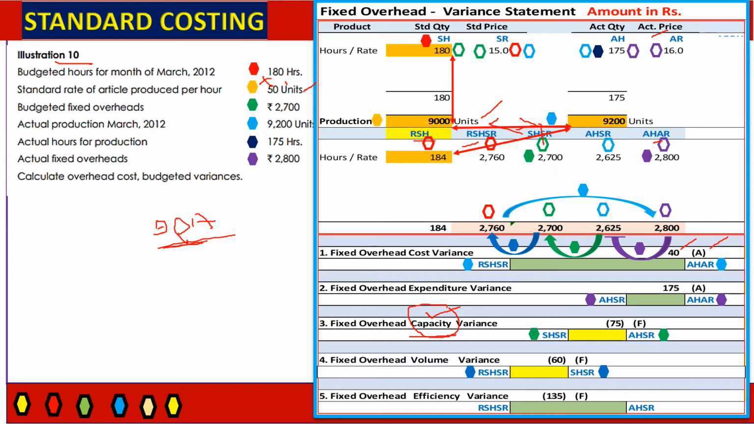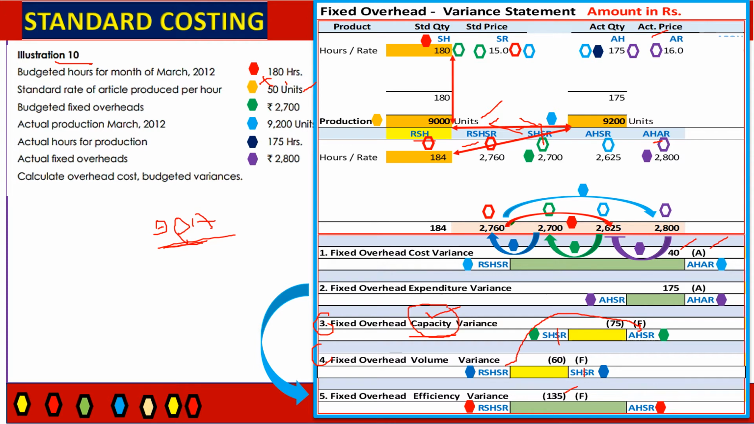And fixed overhead efficiency variance is the total of these two, means it is RSHSR and AHSR. When you talk, these two get cancelled out. It is the length from here to here. If you look into RSHSR and AHSR, it is from 2,625 to 2,760. The difference is 2,625 minus 2,760, it is negative 135. When the expense is negative, it is favorable.